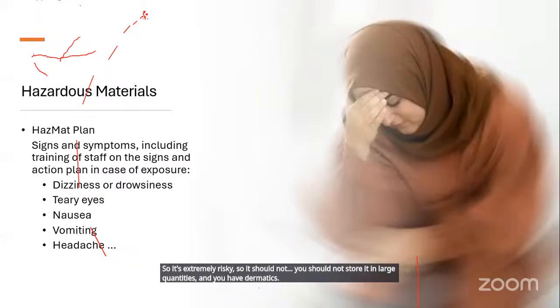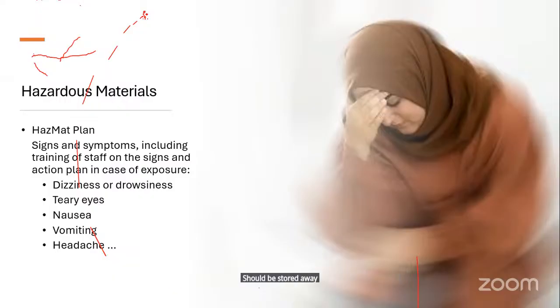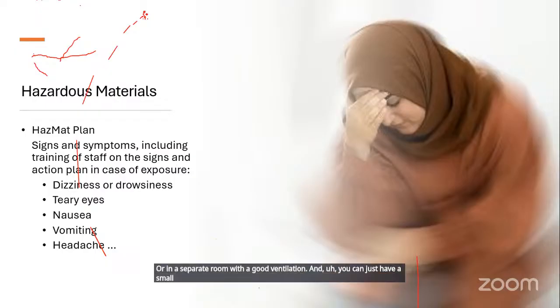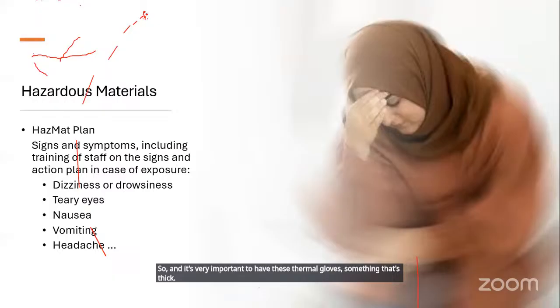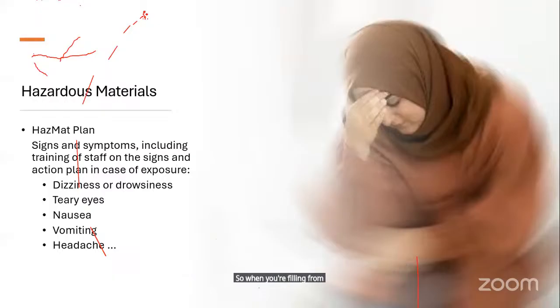It should be stored away, either in medical gas rooms, away from other gases, or in a separate room with good ventilation, and you can just have a small beaker that would last for maybe one day. And it's very important to have thermal gloves, something that's thick, when you're filling from the main tank to that small beaker, so in case it spills on your hand, you have the thermal gloves. You fill that container, it will be enough to last you for a whole day. And God forbid something happens, a small quantity will not affect, and it's safe.